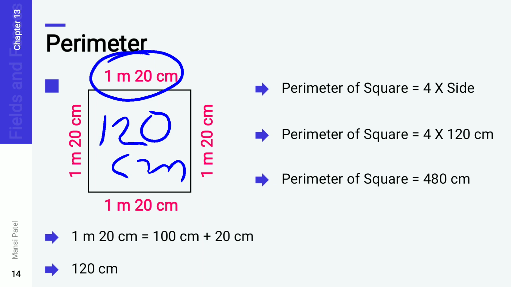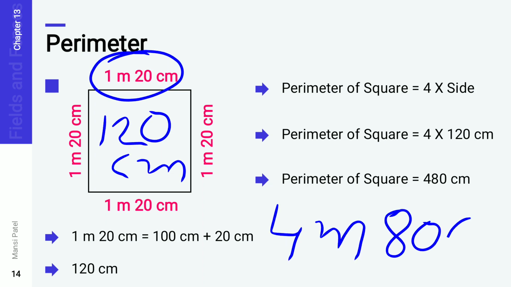This is the answer. Or if you want to write down the answer in meter and centimeter, then you can write down that 4 meter and 80 centimeter. Yes, this is the answer. If you want to write down the answer in meter and centimeter, then let us see one another example.